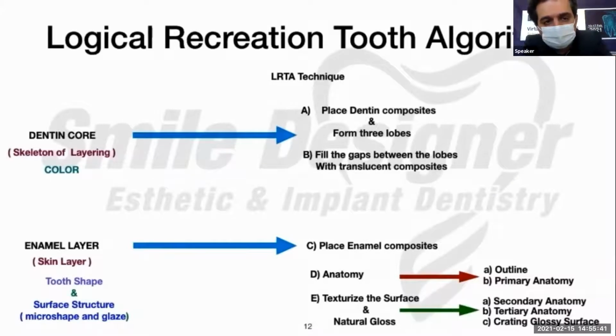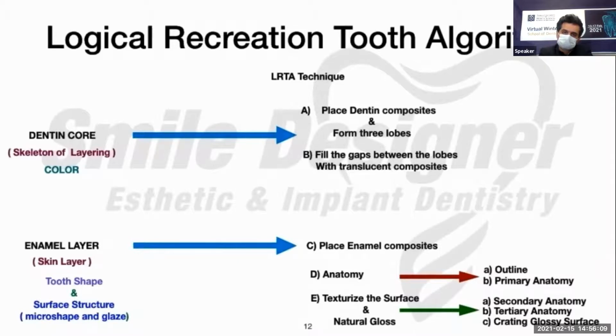For reconstruction of the tooth with clinical composite or dental porcelain, I make an offer: this framework or algorithm. The name of this algorithm is the Logical Recreation Tooth Algorithm, or LRTA technique. The LRTA technique has two master phases, the dentin core and the enamel layer. From the first one, the dentin core, we gain the hue and saturation of color.